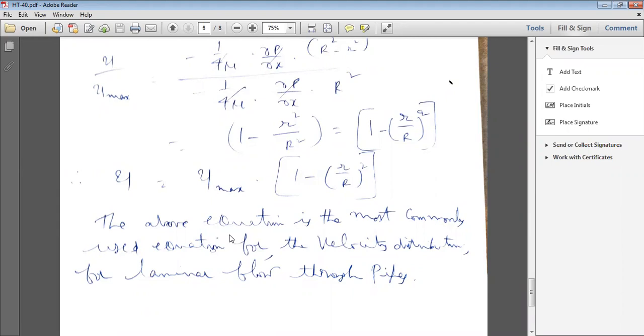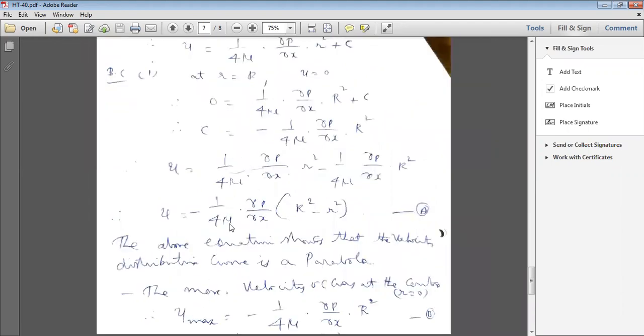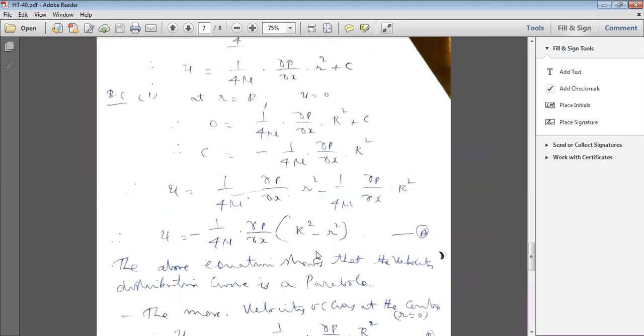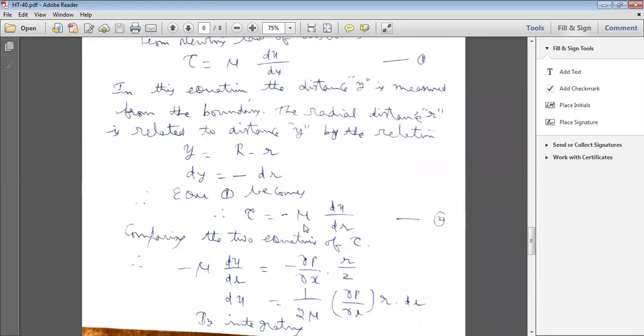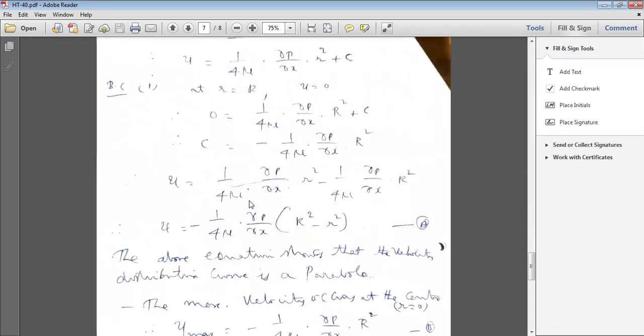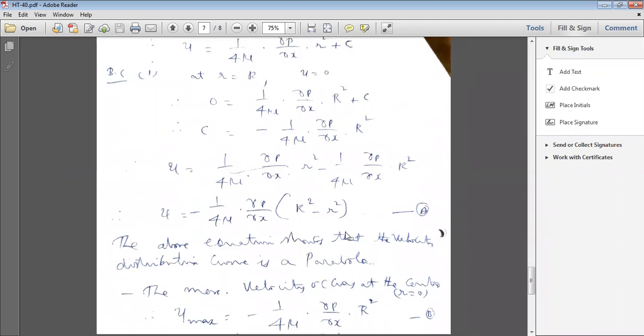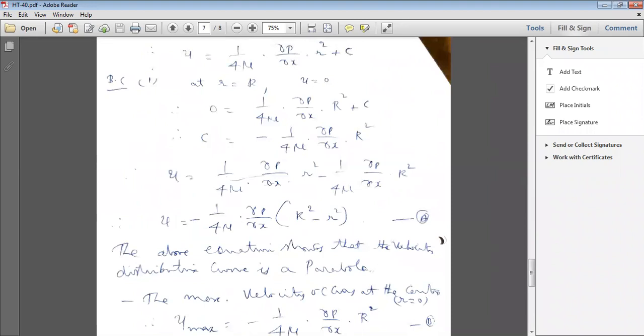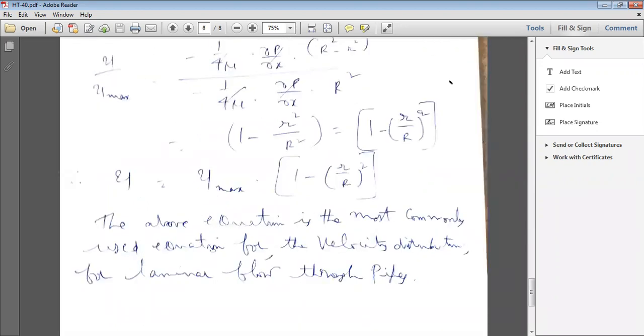So this is the velocity distribution equation. U max value, and maximum shear stress is equal to minus dou p by dou x into capital R by 2. And the velocity distribution u is equal to minus 1 by 4 mu into dou p by dou x into capital R square minus small r square. And u max is equal to minus 1 by 4 mu dou p by dou x into capital R square. So that's all for today.